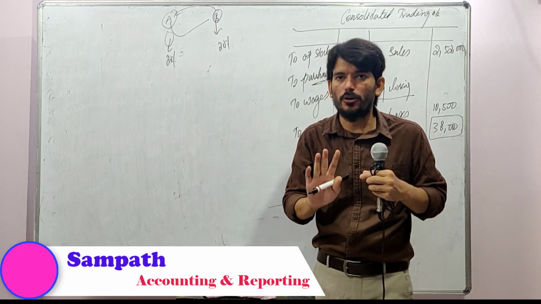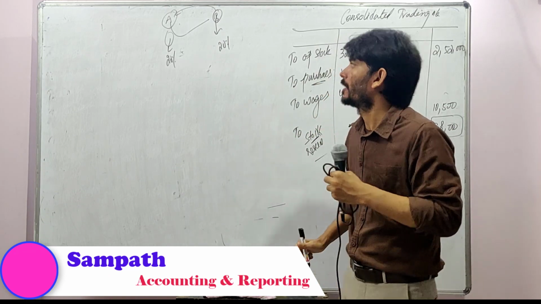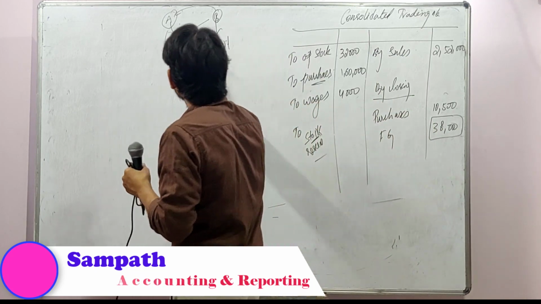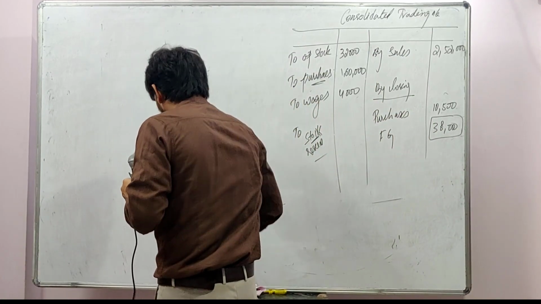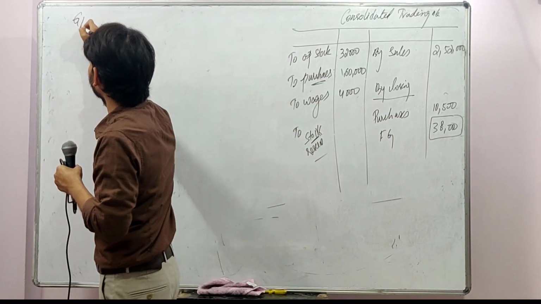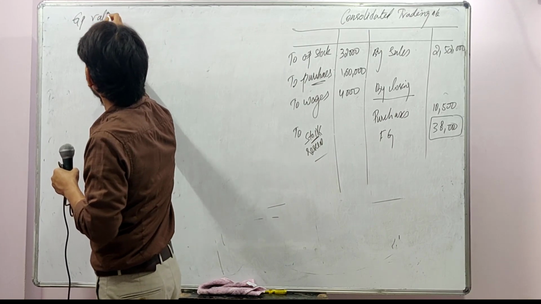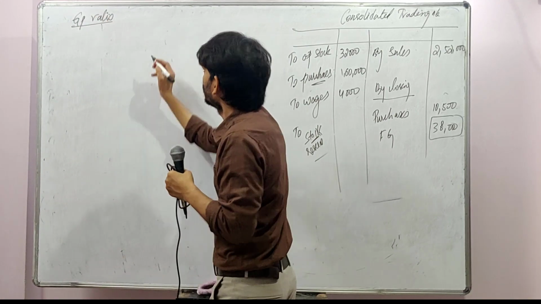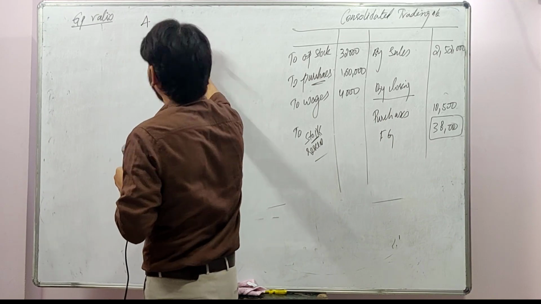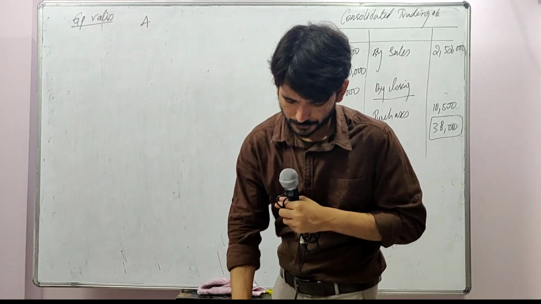So it's not like a formula, don't learn it by heart, but try to understand it. How? First, we will find out the GP ratio. This has to be done. Okay? So, these names are A and B only, right? Yeah, A and B.